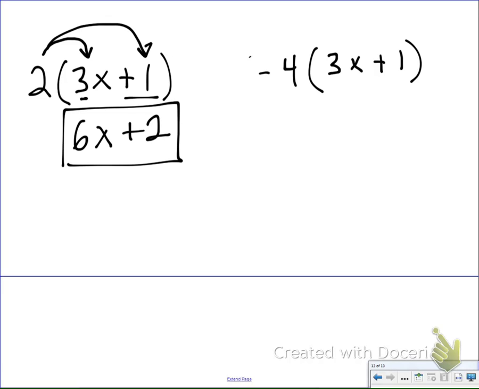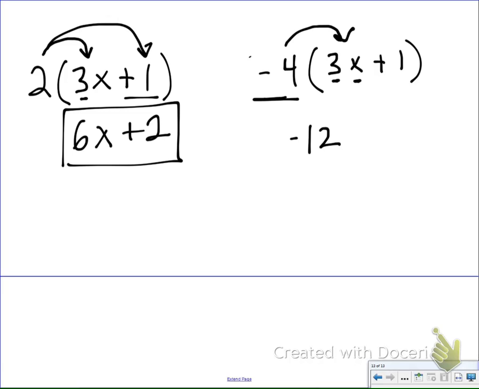This problem's a little bit different because now we have a negative on the outside. Everything's still going to stay the same. We're still multiplying both terms inside of our parentheses, but it's going to be a little bit different with our negative sign. So first off, just like last time, I'm going to take my negative 4 times positive 3. Now remember, when we have a negative times a positive, our signs are different, so our answer is going to be negative. 4 times 3 is 12, and since our signs are different, we have a negative 12.